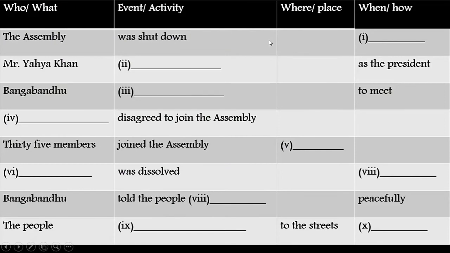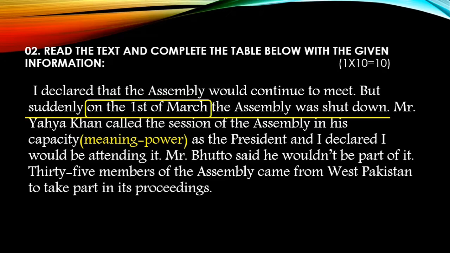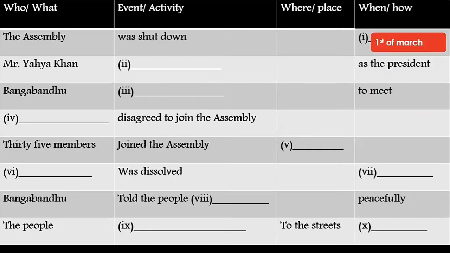The first one says, subject is, or what are we talking about here? The assembly. What happened with the assembly? The assembly was shut down, and our first gap or the information has been placed in the column when or how. That means we have to mention the time or how the assembly was shut down. So we have to go back to our passage again to find out the answer. And where is that line? Here. But suddenly on the 1st of March, the assembly was shut down. When was it shut down? On the 1st of March. So our answer should be 1st of March.